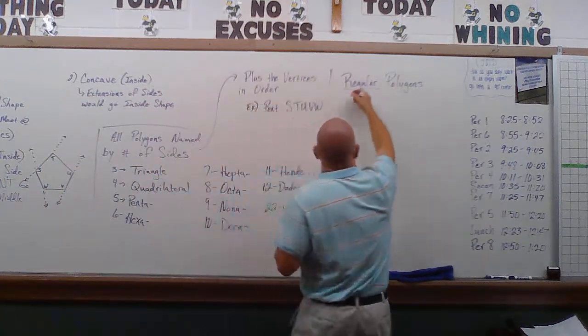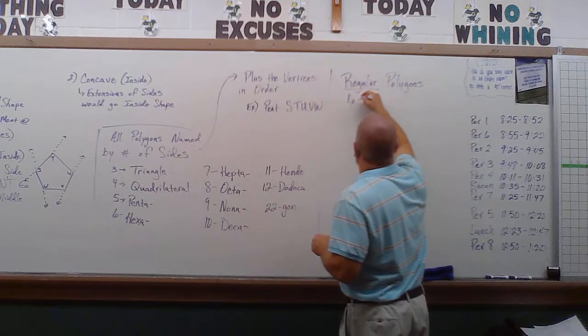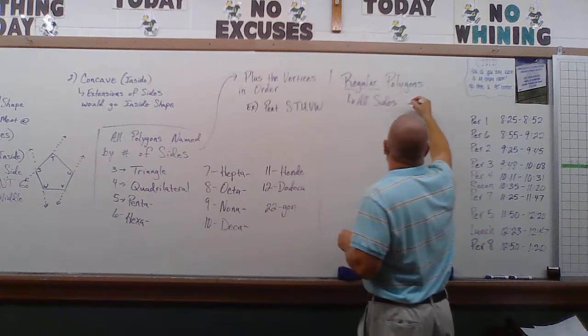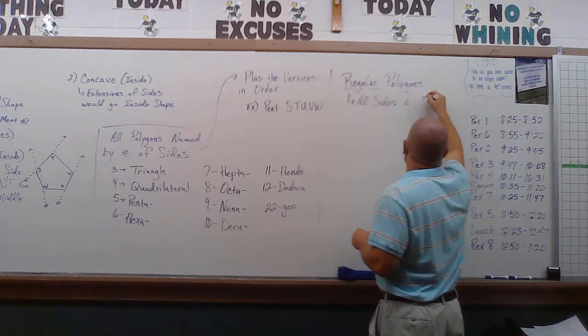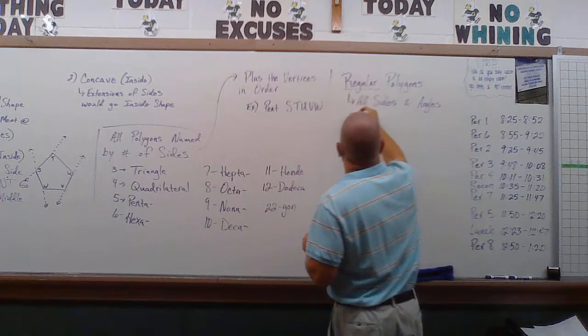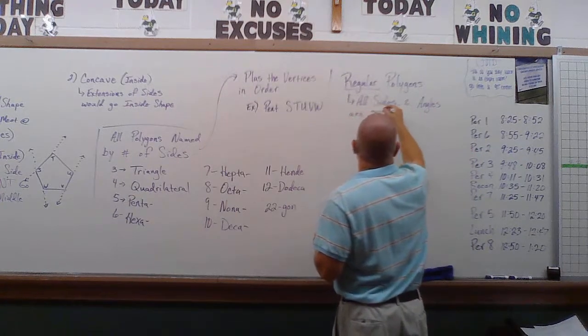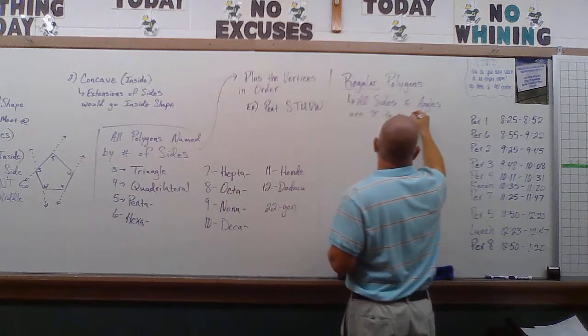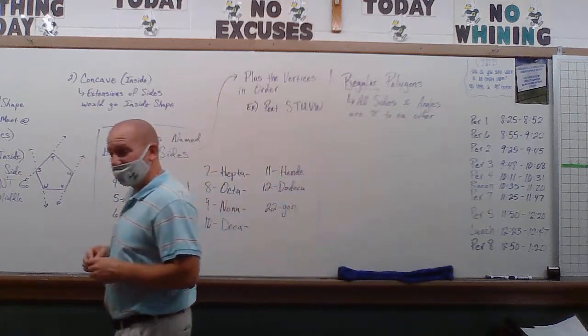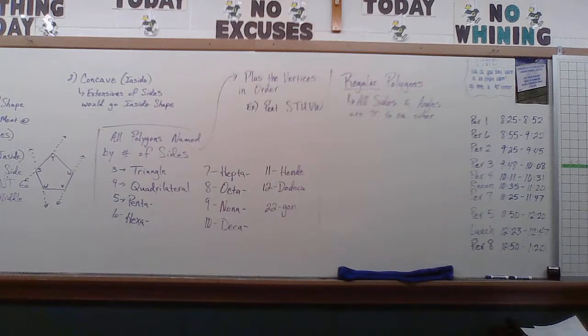So regular polygons means all the sides and angles are congruent to each other. Now, obviously, the angles aren't congruent to the sides, and the sides aren't to the angles, but all the angles are congruent to each other, and all the sides are congruent to each other. So it's basically a perfect whatever.